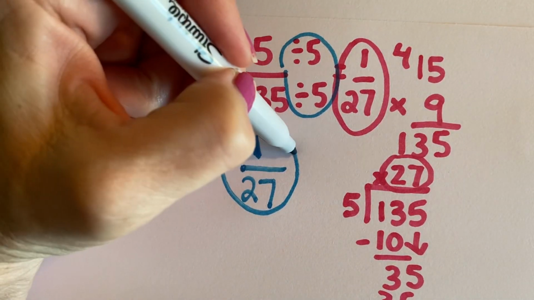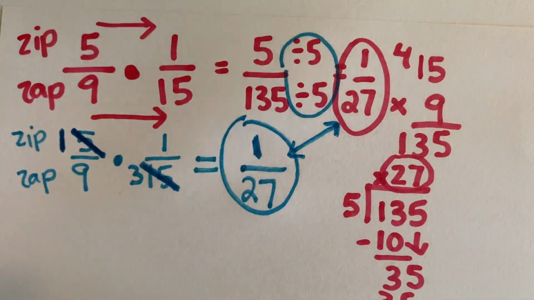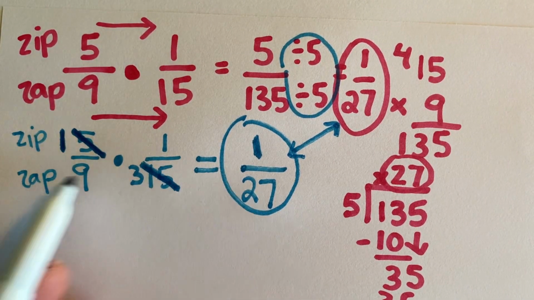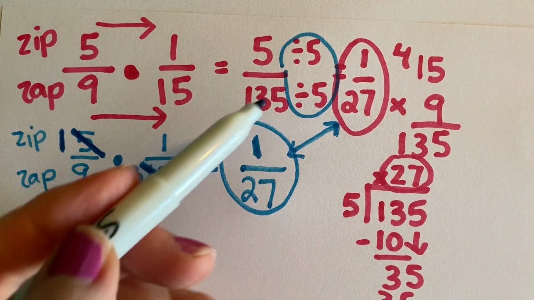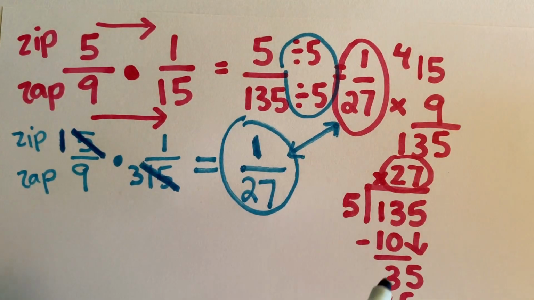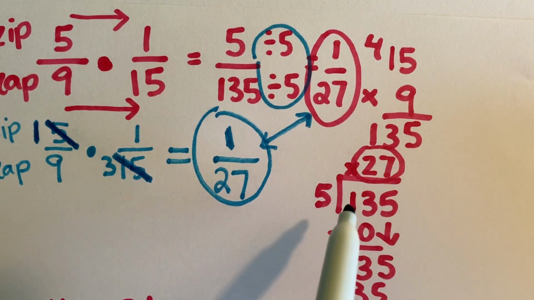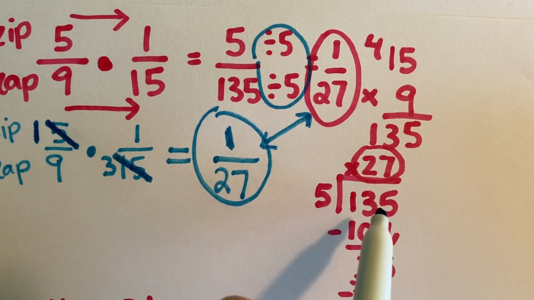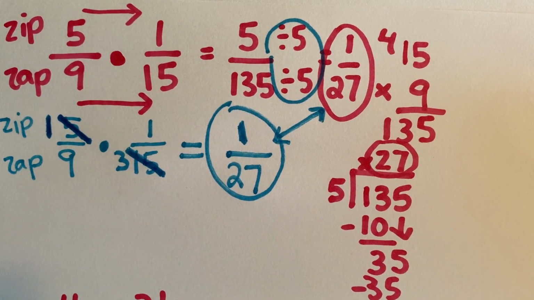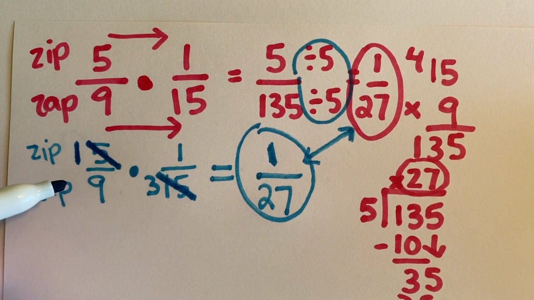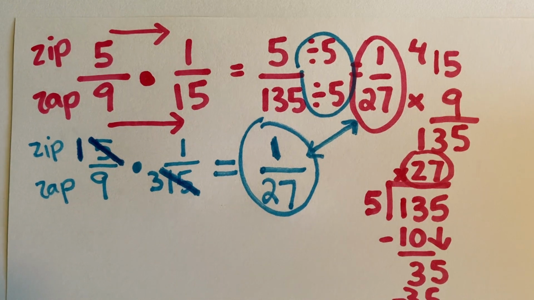Do you see how my answers match? And when I did it this way with the cross canceling, I basically took away 2 whole steps. I never had to take 15 times 9, and I never had to divide 135 by 5. So I always want you to look for that cross cancel because it can be really nice and save you a lot of time. Let's try another one.